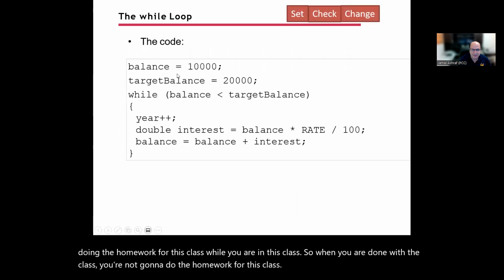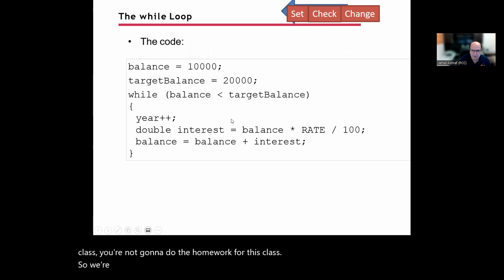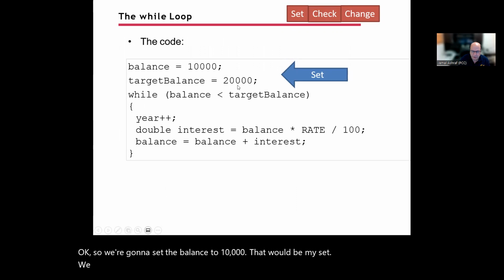Okay, so we're going to set the balance to 10,000. That would be my set. We have the target balance to 20,000. So we need this before we get to our while. That's my set. That's initial values.